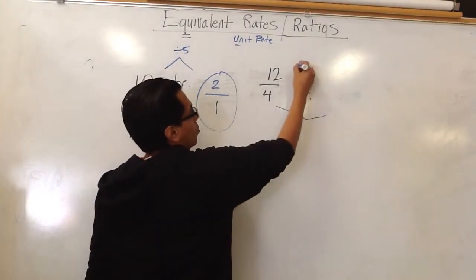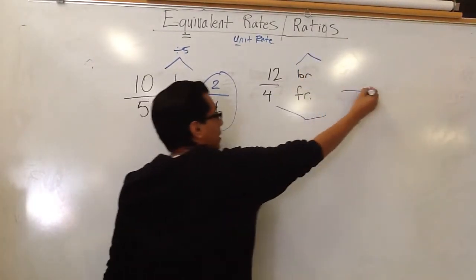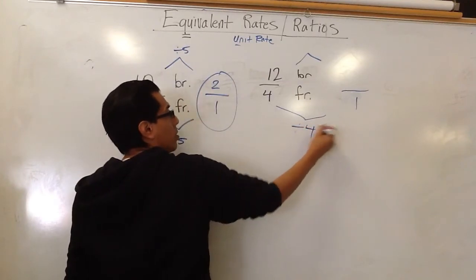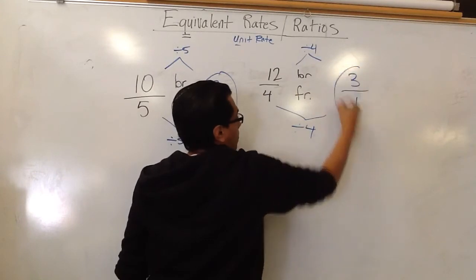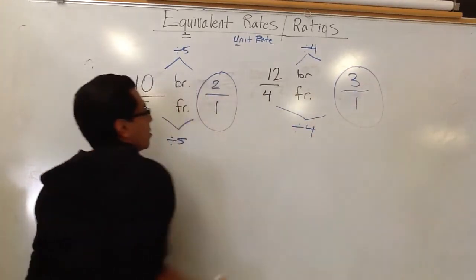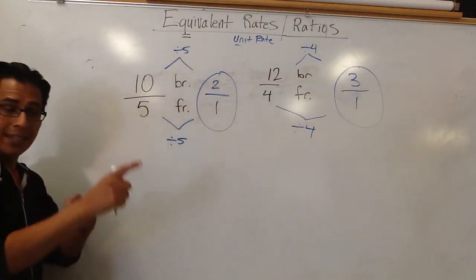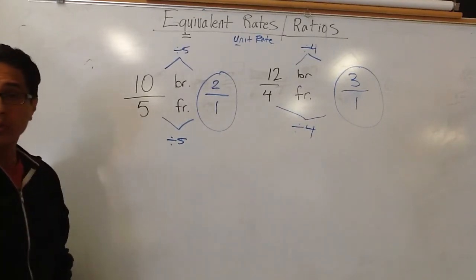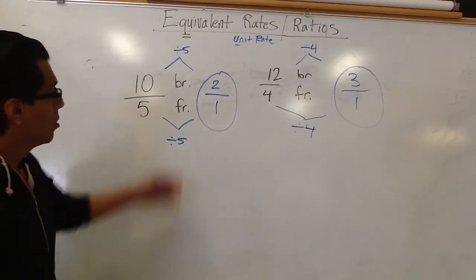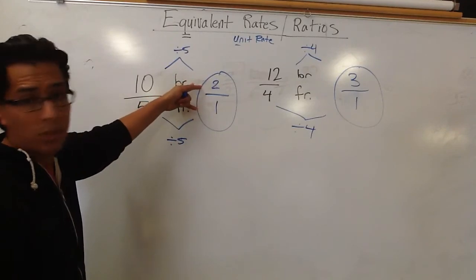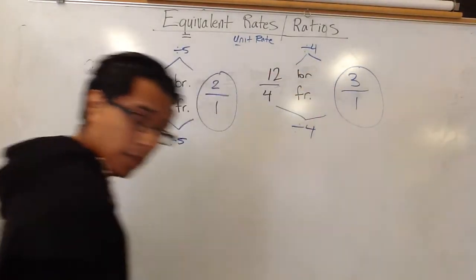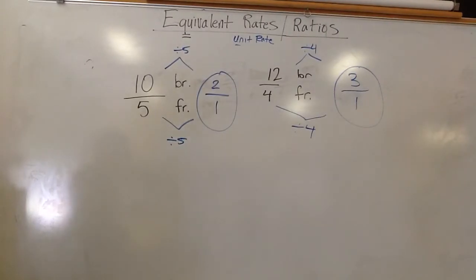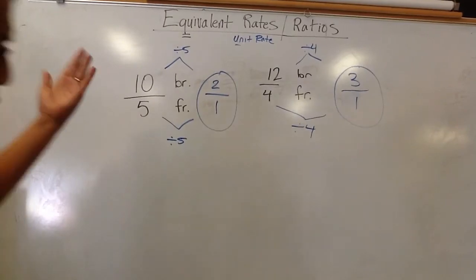Take this down to unit rate. So for me to get that to 1, I have to divide it by 4. So I must divide the top by 4. 12 divided by 4 is 3. And here it's 3 bracelets to 1 friend. Wow, that's a lot of bracelets. Are they equal? No. This person has given out 2 to each of their buddies, this one 3. Either way, they're good friends because they're giving stuff away. More isn't better. So here I used the unit rate strategy.